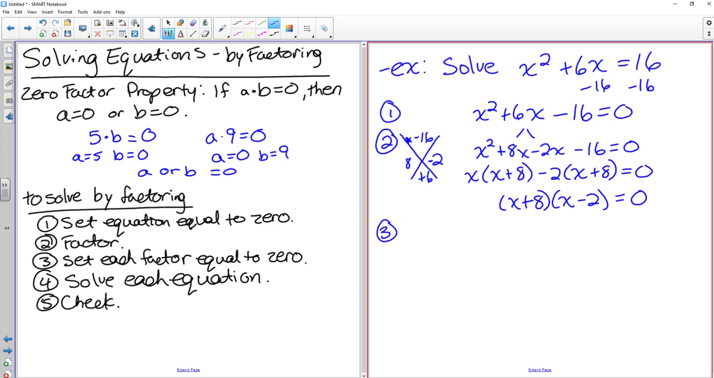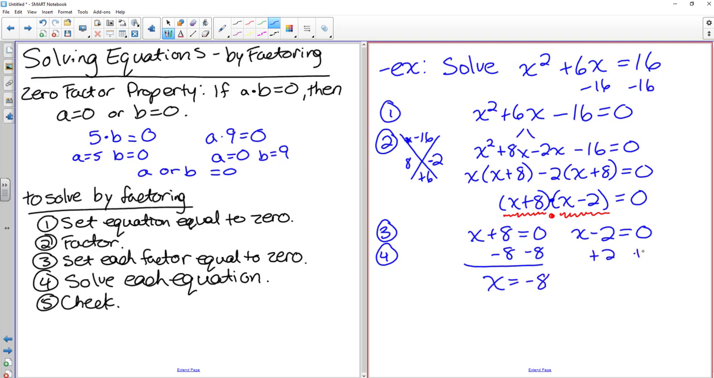Now step 3, set each factor equal to 0. So I'm going to take x plus 8, put that equal to 0. And then each factor, so the things multiplied. I'm looking at this times this. Each of those things I'm underlining with the squiggly line, each of those are set equal to 0. And then step 4 is to solve each. Subtract 8 from the first one, x equals negative 8. Add 2 on both sides to the second one, x equals 2. So I get 2 answers.